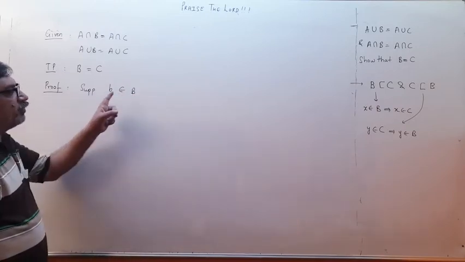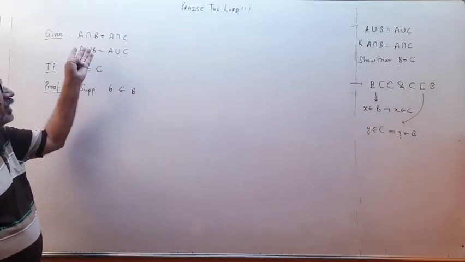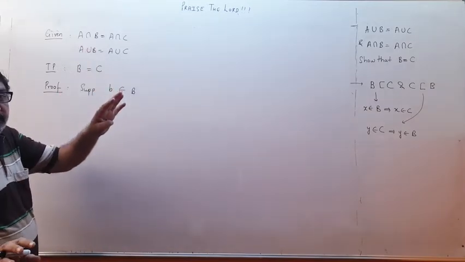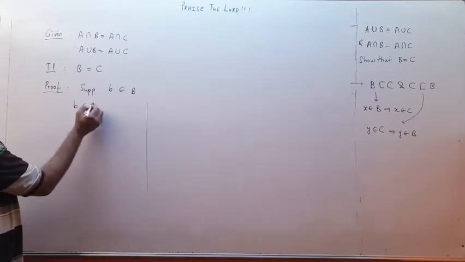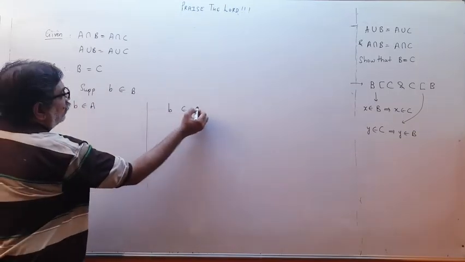Now children, b is present in B. It may be present in A, it may not be present in A, at least that is there. So I take two cases. b belongs to A and b does not belong to A.